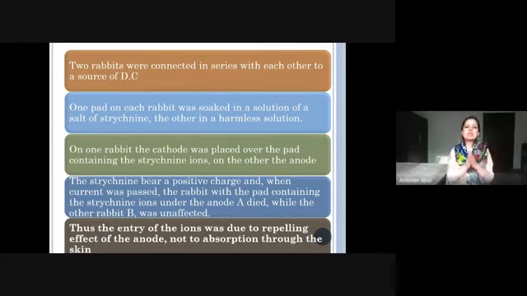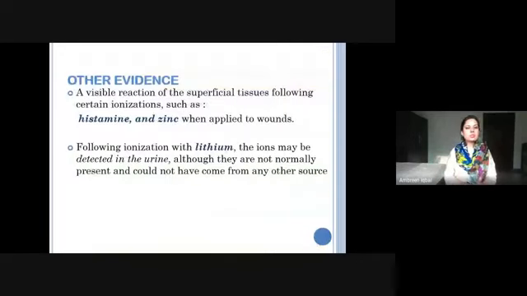Thus the entry of the ions was just due to the repelling effect of the anode, not due to absorption through the skin. There are some other evidences: a visible reaction of the superficial tissues following certain ionization, such as histamine and zinc, when applied to the wound. Following the ionization with lithium, the ions may be detected in the urine, although they are not normally present and could not have come from any other source.